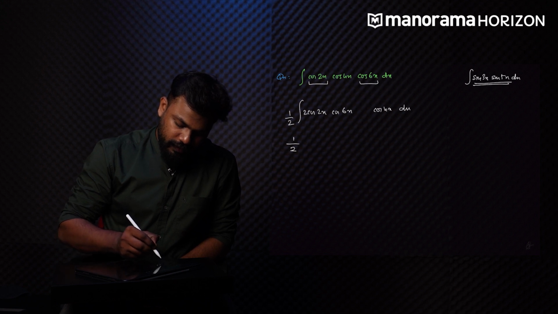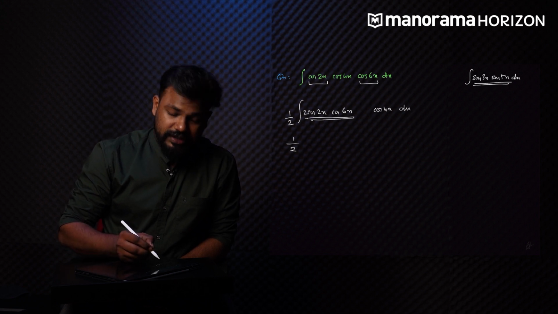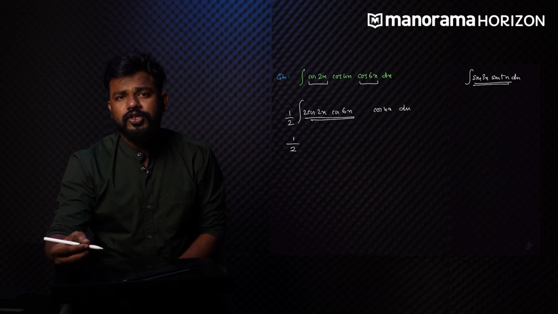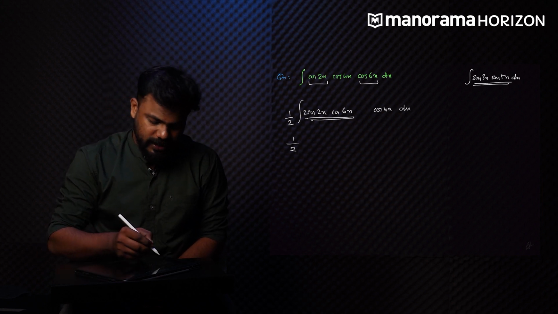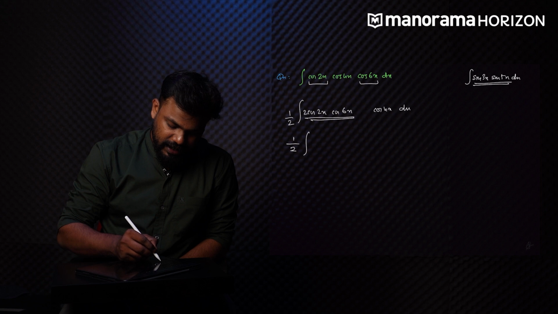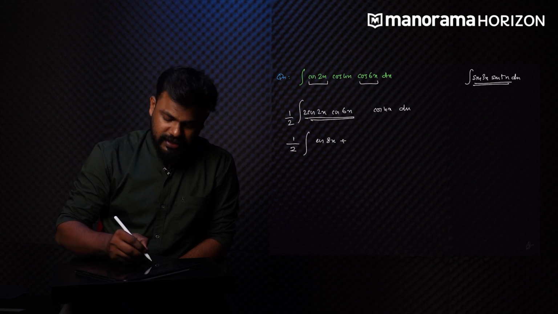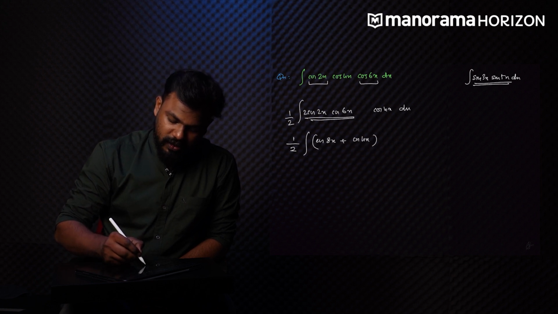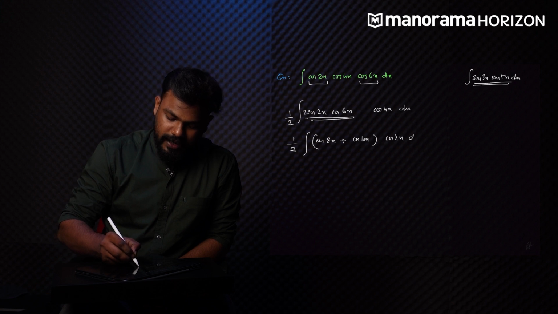So I get half of, what is 2 cos 2x cos 6x? You know that 2 cos a cos b is cos of a plus b plus cos of a minus b. So I can write half of the integral of cos of 2x plus 6x, cos 8x, plus cos of 2x minus 6x, cos of minus 4x, or simply cos 4x. So cos 8x plus cos 4x into cos 4x dx.